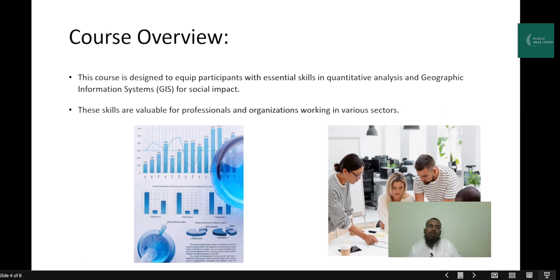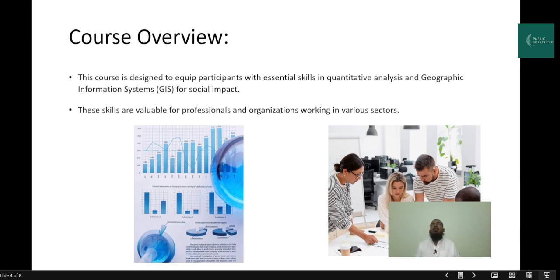Now the course overview. As freshers coming from a Master of Public Health, we may not be aware of what qualitative and quantitative analysis are in depth. We may know what GIS is, but not in deeper detail, or how it is connected. When I started my career, I was not aware of GIS.